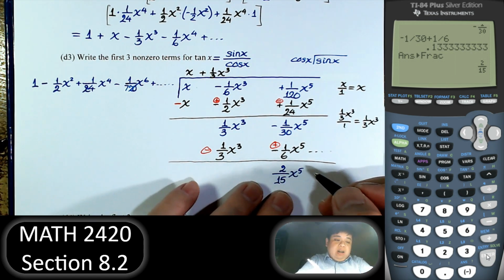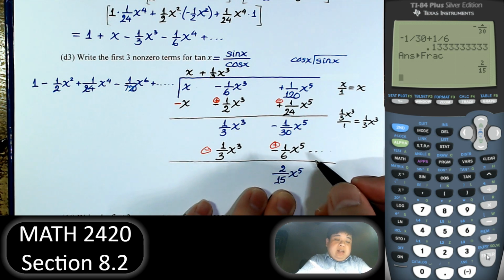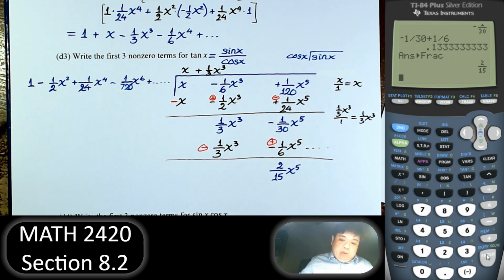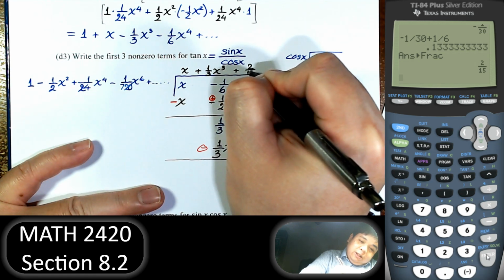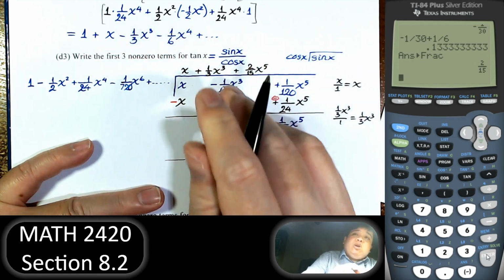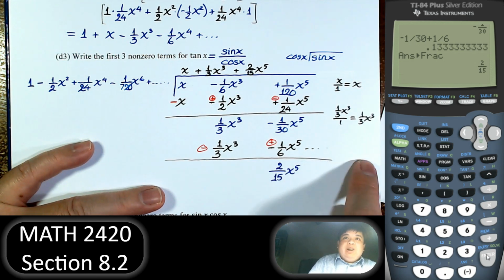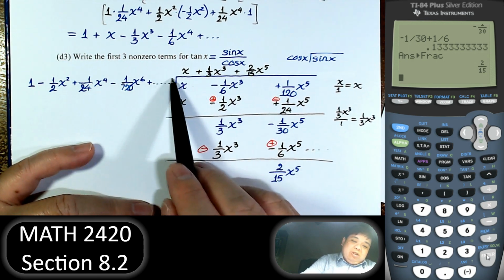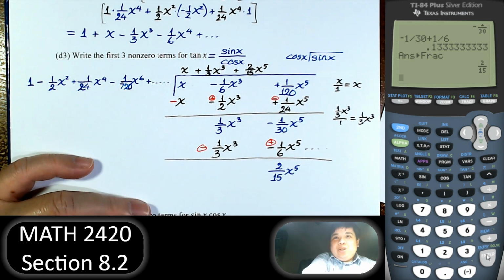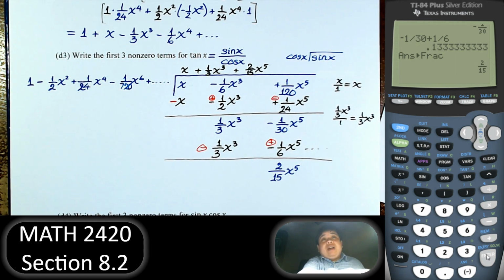And then when we divide 2 over 15 x to the 5th divided by 1, we're going to have 2 over 15 x to the 5th. Of course, we should write this further, but we want the first 3 non-zero terms, which is 3. So we're done. But that's the idea.